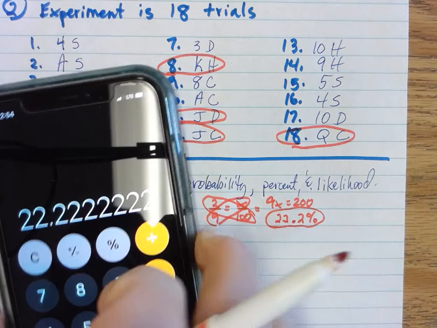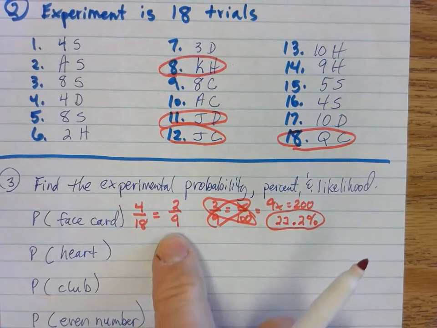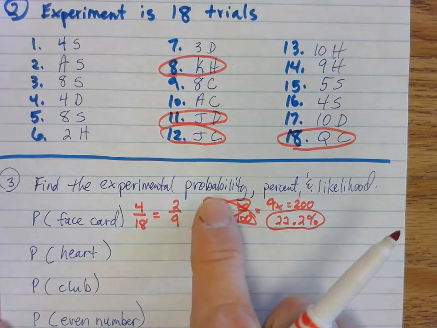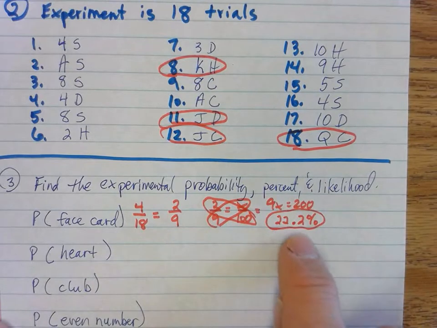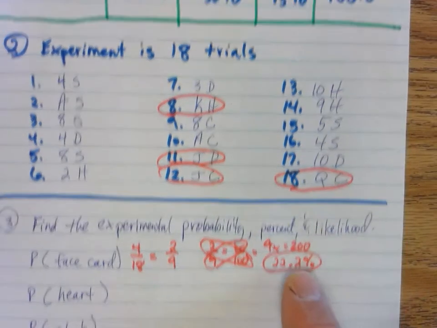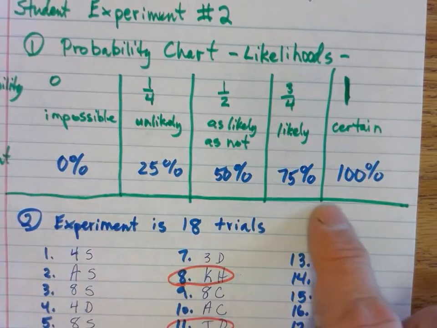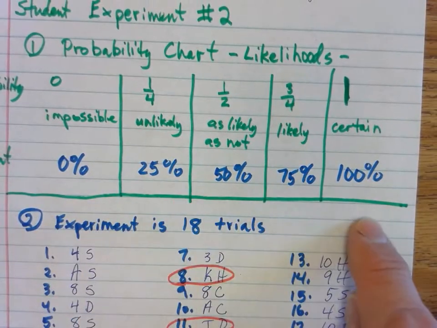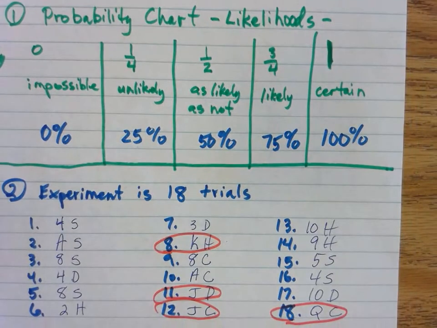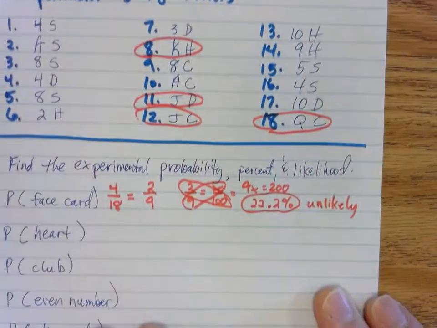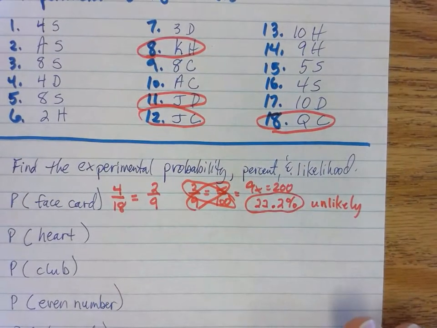So the probability was 2 ninths. There's answer number 1: the probability, always a fraction. Answer 2 is the percentage. Now, if I take that up here and look at the likelihoods, which one is closest to 22%? I would say unlikely. So that would be the word I would put with that. I've got a feeling you're going to have a lot of them down on that end.